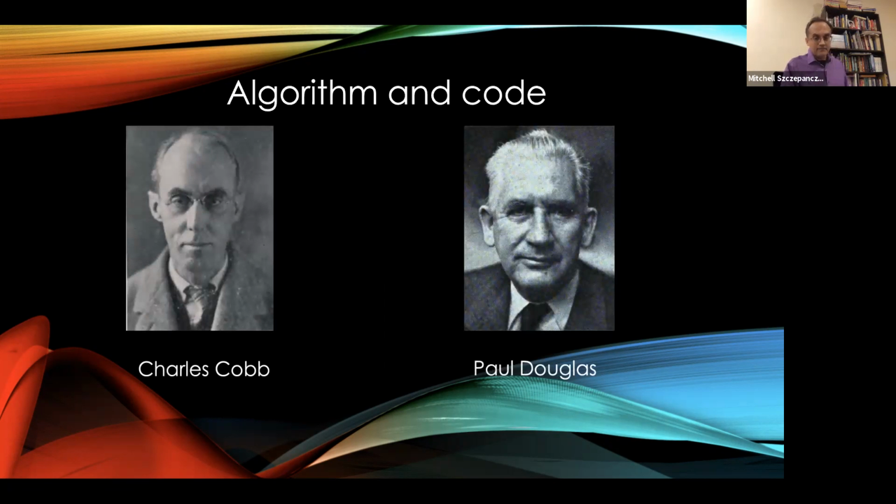Charles Cobb was a mathematical economist and mathematician, who taught at Amherst College for much of his career. It was at Amherst in the 1920s that he and Paul Douglas did some research on figuring out the functions to determine the output of goods within an economy.